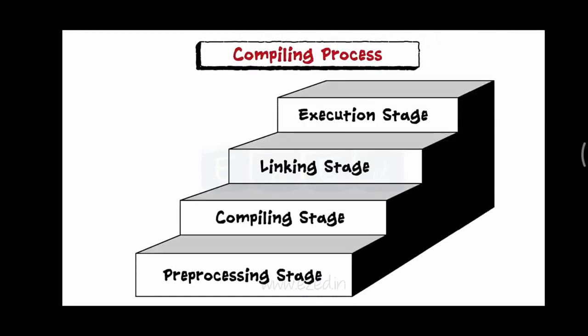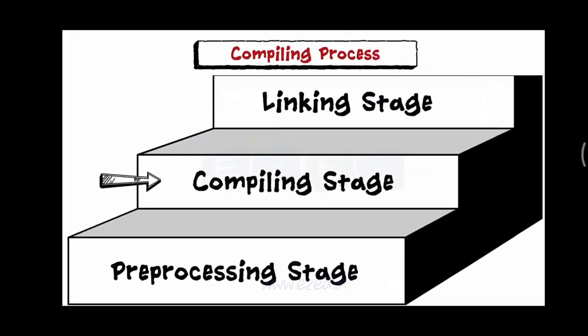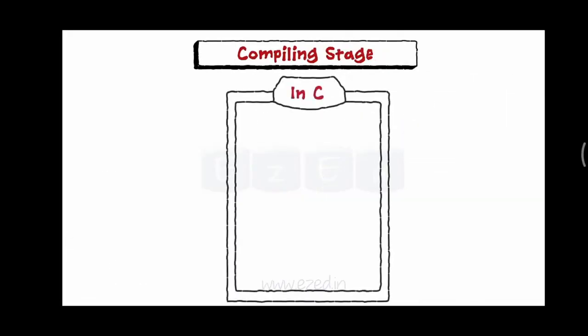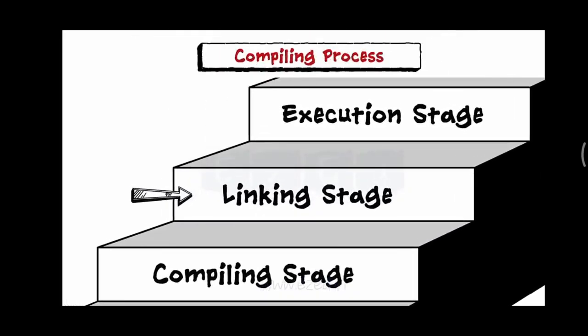Let's learn the compiling process in stages. First stage is the preprocessing stage. The preprocessor accepts the source code as input and removes the comments and interprets a special preprocessor directive denoted by hash. Next stage is compiling stage. The source code received from the preprocessor is passed for finding the syntactical errors. If there are syntactical errors, the source code needs to be edited and modified, or else it is translated to object code.